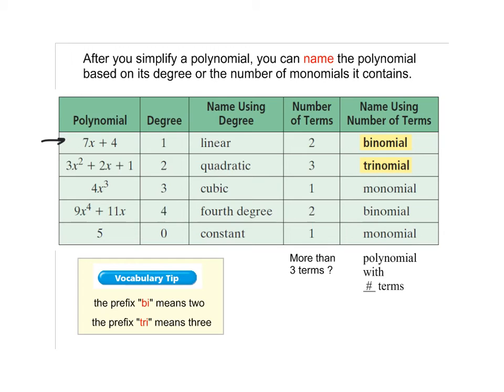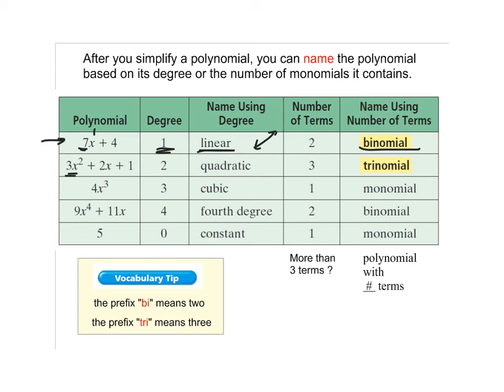So for 7x plus 4, it has an exponent of 1 on the x, so it is degree 1. That means it's linear. We learned about this earlier in the year. It's a linear function, and if you were to graph it, it would look like basically a straight line. It has 2 terms, the 7x and the 4, and that means it's a binomial.